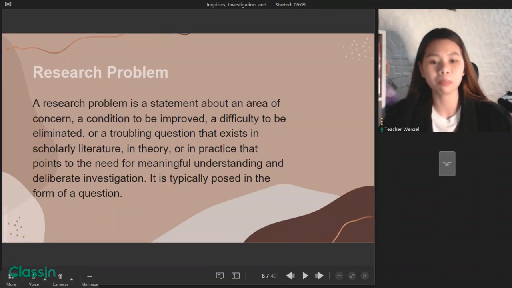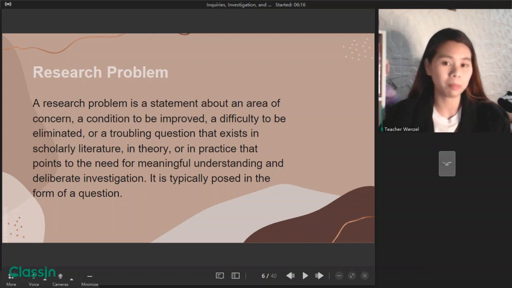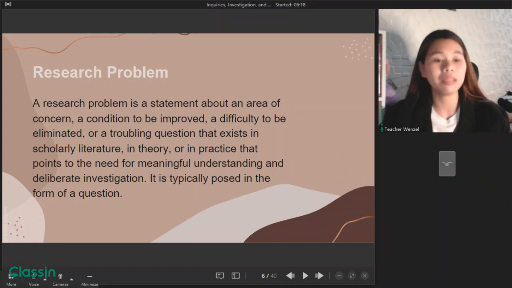Okay, so a research problem. A research problem is a statement about an area of concern, a condition to be improved, a difficulty to be eliminated, or a troubling question that exists in scholarly literature, in theory, or in practice that points to the need for meaningful understanding and deliberate investigation. It is typically posed in the form of a question.